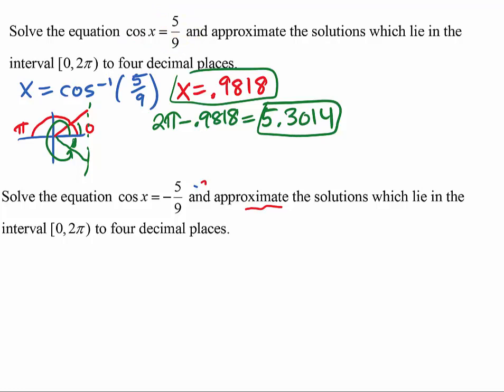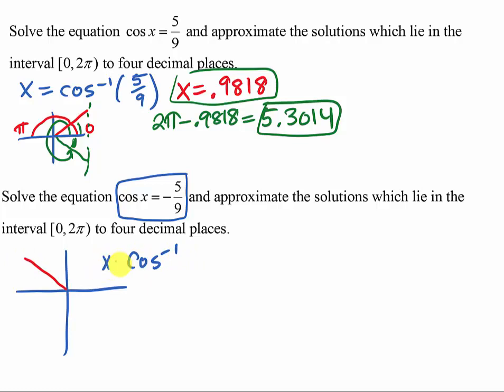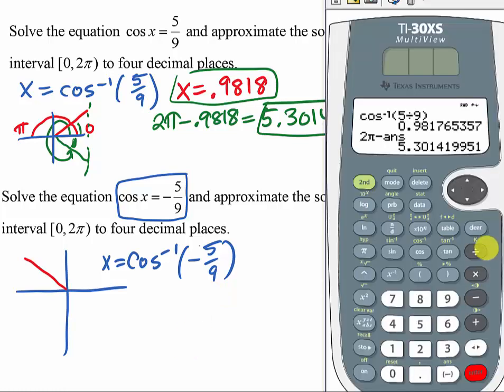Now let's go ahead and look at what I would do if this would have been a negative 5/9. Now, had it been a negative 5/9, then the calculator, because it gives me answers between 0 and pi, would have given me an angle here in quadrant 2. So let's go ahead and compute cosine inverse. x is going to equal cosine inverse of negative 5/9. So I have second, inverse cosine, negative 5 divided by 9. And I get 2.1598 to 4 decimal places.